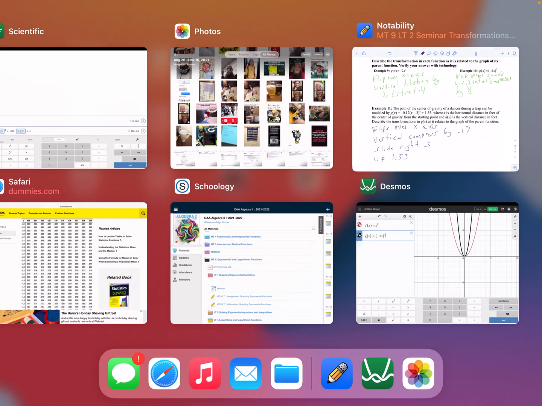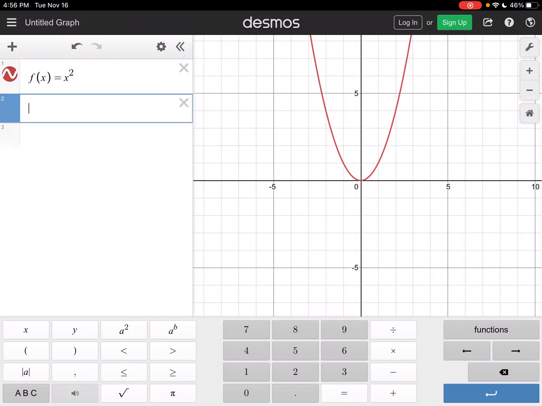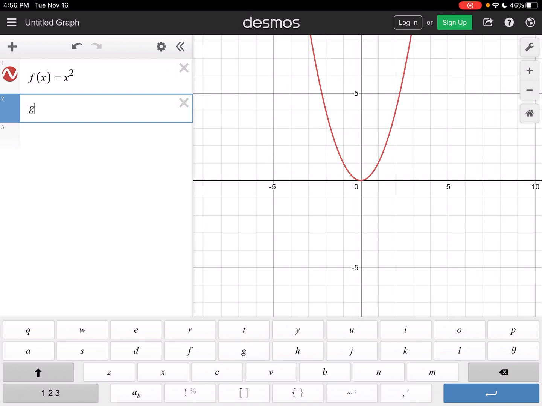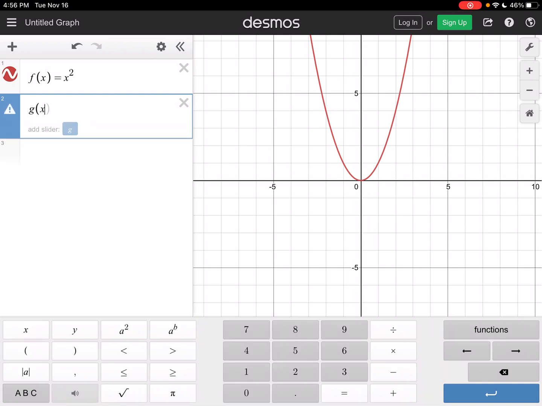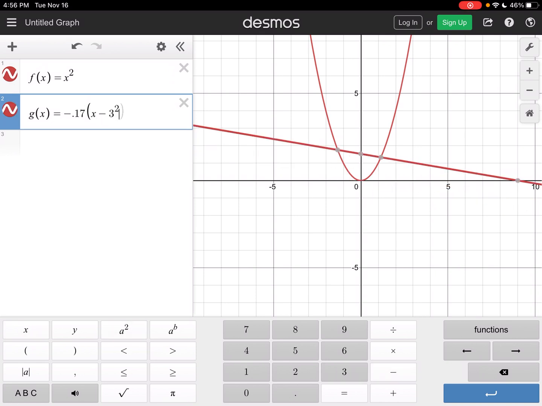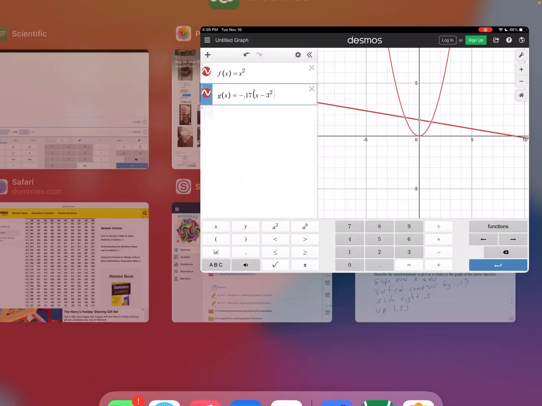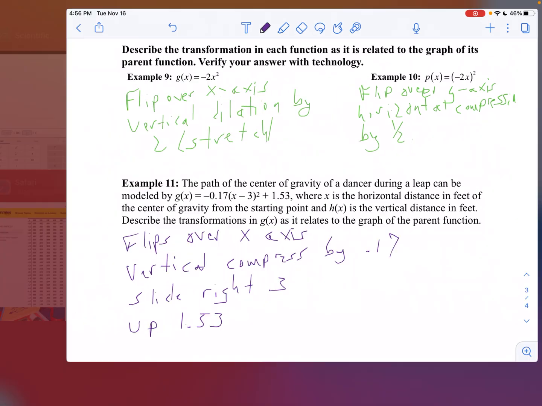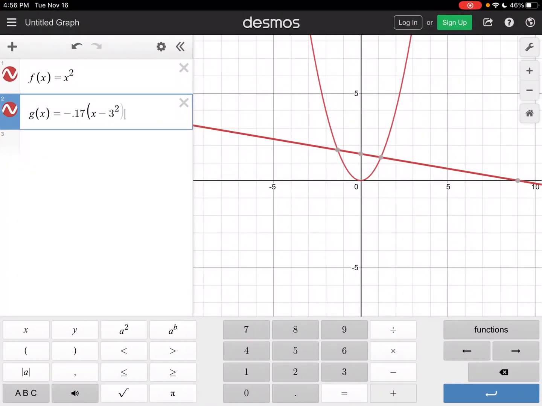Now let's verify that. So I'll do my parent function here. So I've got g of x equals, I'm going to go negative 0.17 times x minus 3, and then we're going to go up 1.53, so plus, whoops, got my square in the wrong spot. I close the parentheses, then square.